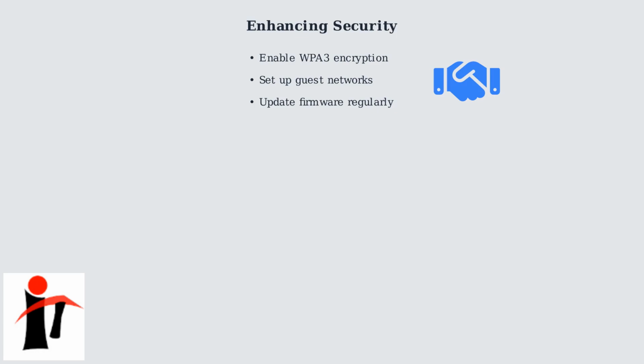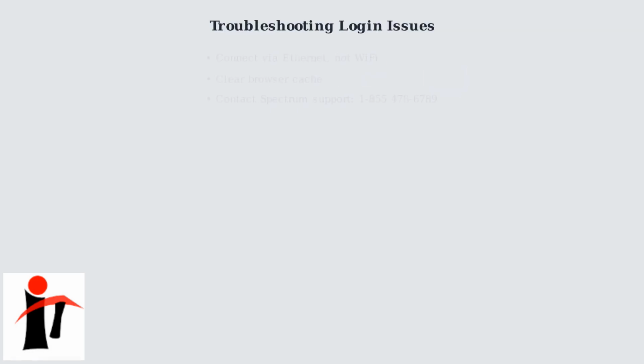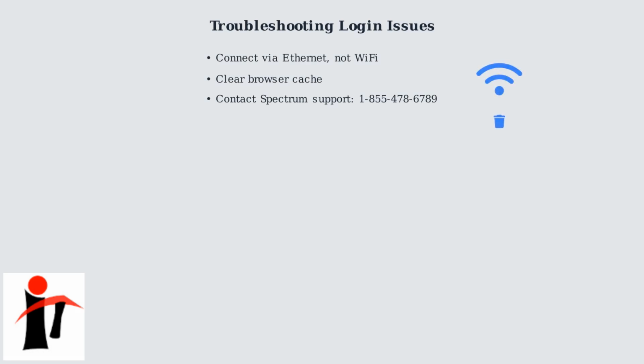Regularly update your router's firmware to patch vulnerabilities. The My Spectrum app offers AI-driven optimization and remote management, providing a user-friendly alternative to the web interface. If you encounter login issues, ensure you are connected via Ethernet and clear your browser's cache. If problems persist, contact Spectrum support at 1-855-478-6789.